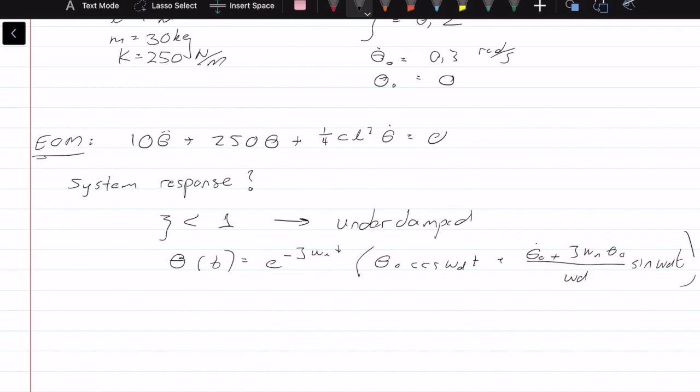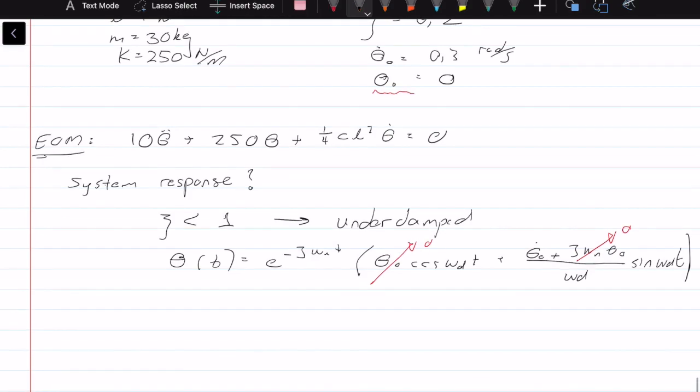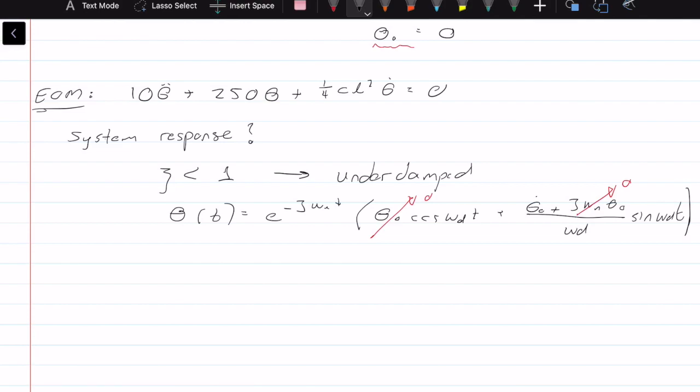Okay, cool stuff. So this is the basic format of our system response, and from the get-go we know that theta naught equals 0, so that term goes away completely, and the other term goes away as well. Cool stuff. That makes our life a little bit easier. Okay, so what do we have and what do we need? We have C, we've got the value of C, we need omega n and we need omega d.